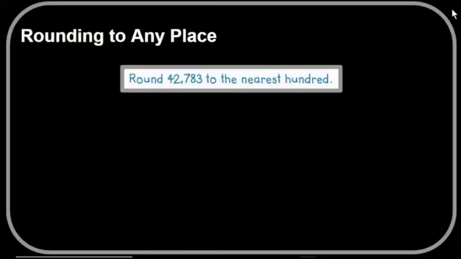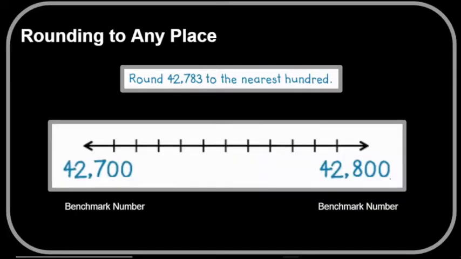In addition to reading and writing larger numbers, 4th grade students begin rounding to any place with larger numbers. When rounding 42,783 to the nearest hundred, students can use a number line to plot the benchmark numbers or hundreds that the number falls in between. They can then determine the midpoint or halfway mark and decide whether the number falls at, above, or below the midpoint. In this case, the number falls above the midpoint and is closer to 42,800.